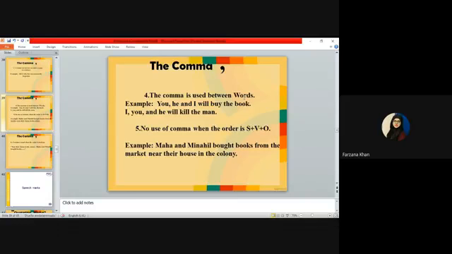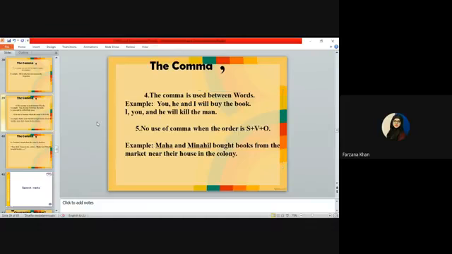There is another use of comma: comma is used between certain words. Those words are pronouns. When you need to add two or more pronouns in the sentence as a subject, you need to add a comma. You can see, you, he and I will buy the book. After you there is a comma to separate you and he. Similarly, in another sentence you can see I, you and he will kill the man. Here, to separate the different personal pronouns, the comma has been used.